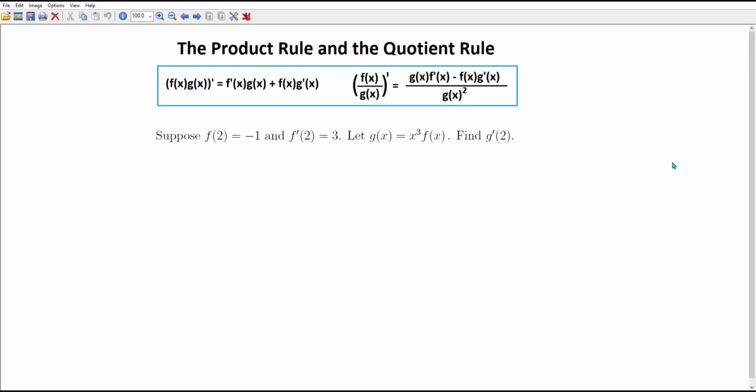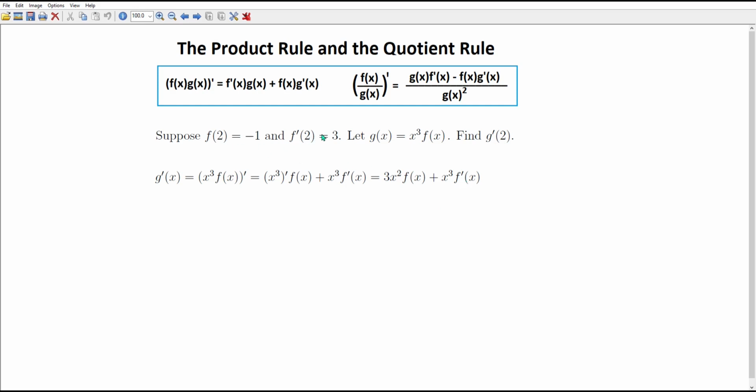Suppose the only things we know about f are the values of f and its derivative at 2, and suppose that g is defined as x cubed f of x. We cannot find the general derivative, but we can find the derivative of g at 2, and we're going to use the product rule. So g prime is the derivative of x cubed f of x, and according to the product rule, that's the derivative of x cubed times f of x plus x cubed times the derivative of f of x. And the derivative of x cubed is 3x squared, and the derivative of f is f prime.